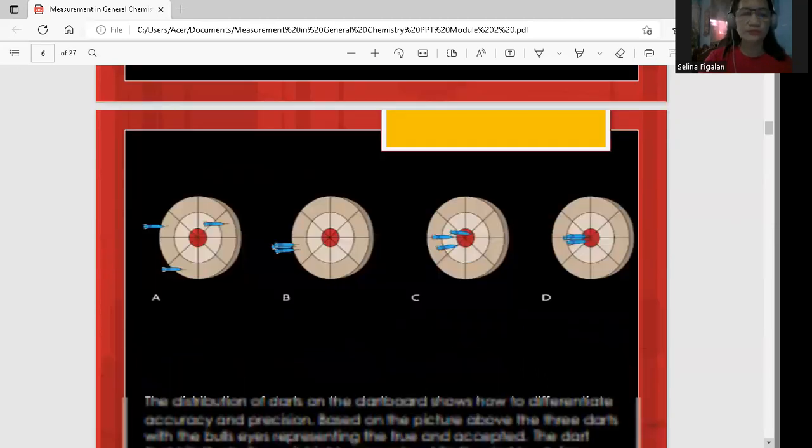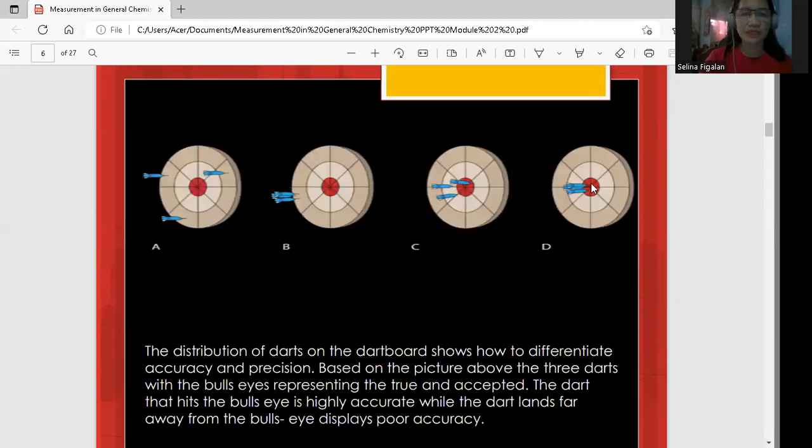Okay, so this one is the dart. This is the target for being perfect or accurate. This distribution of darts on the dartboard shows how to differentiate accuracy and precision. Based on this picture, the three darts with the bull's eye, representing the true and accepted value. The dart that hits the bull's eye is highly accurate. If it lands in the bull's eye or in this circle, it is mostly accurate. But if it is too far, it is not accurate, or the accuracy is very poor.